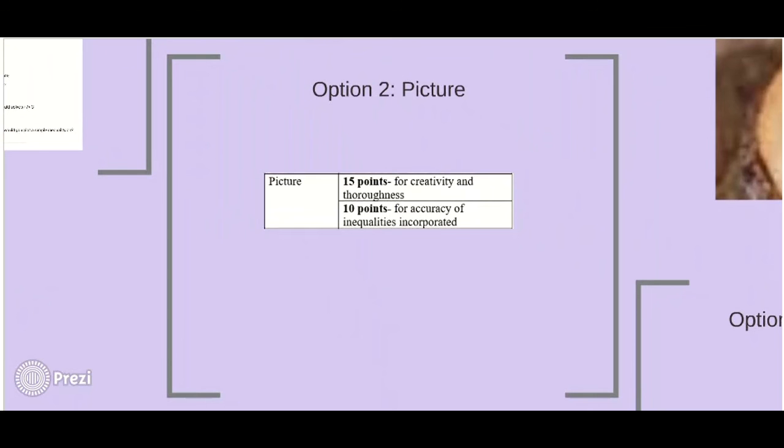The option 2 is the picture, and for the picture, they would draw something that represents something about inequalities. And this is what's called also the quick write, because once they draw something about inequalities, they will write a little excerpt about what is going on and why it relates to inequalities. And so 15 points are for creativity and thoroughness, and 10 points is for accuracy of the inequality incorporated.